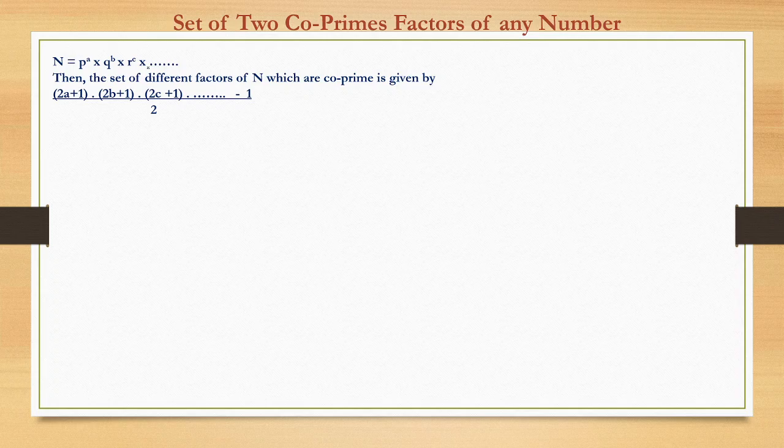So now let us take another example again. Suppose we see the same example in a different way. How can we find it? If it was 12, we can write 12 as 2 square into 3. So the question is to find the different factors of n which are co-prime. So we know we can write any factor of 12 as 2 raised to power a into 3 raised to power b, right?